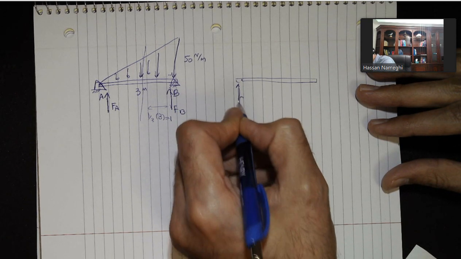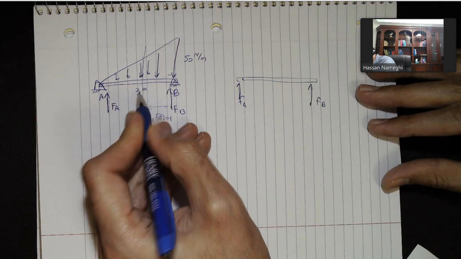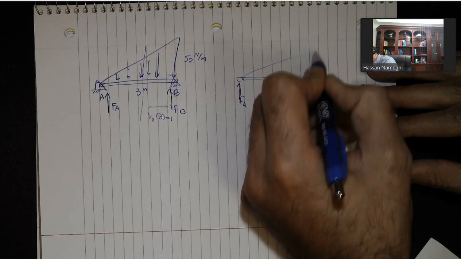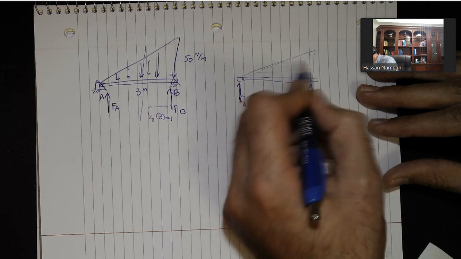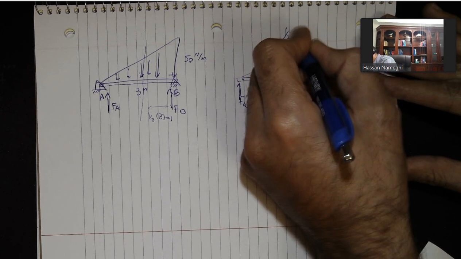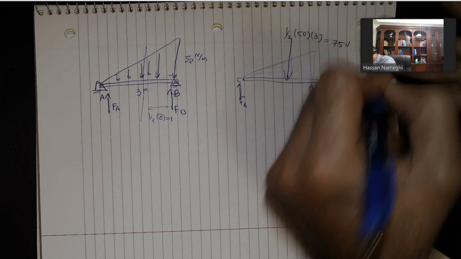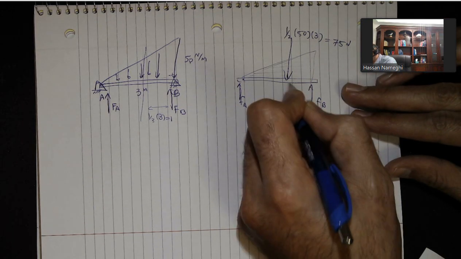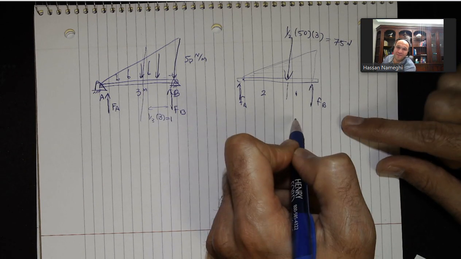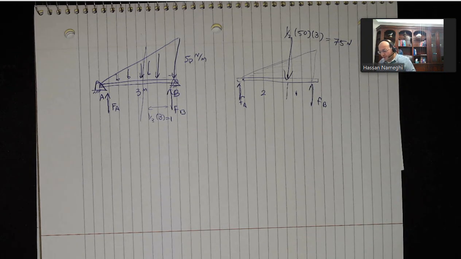Let me just draw it here. I'm going to have F of A here, F of B here. So the force is 3 times 50 divided by 2. Remember that the force for a triangle is the area under the triangle, and the area is half of 50 into 3. I'm going to get 75 Newton here. Distance here is 1, distance there is 2. Again, in this problem, I cannot say FA is equal to FB is equal to half of 75. I need to do my calculation to find the number.